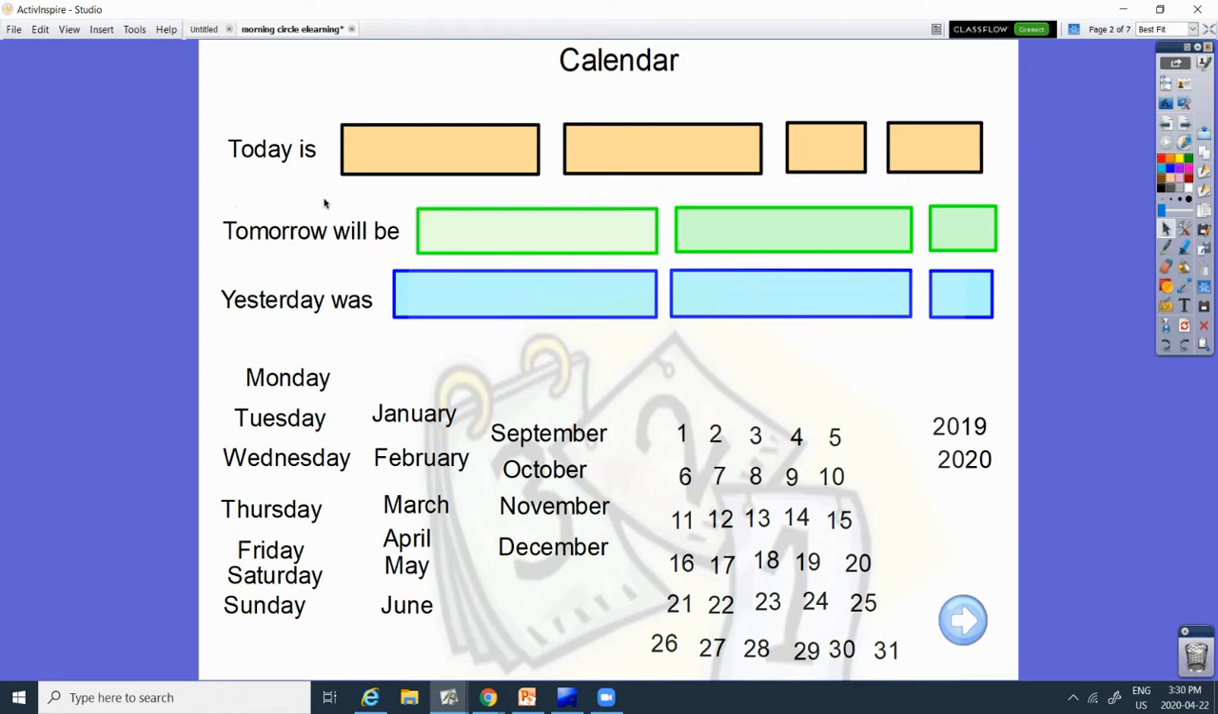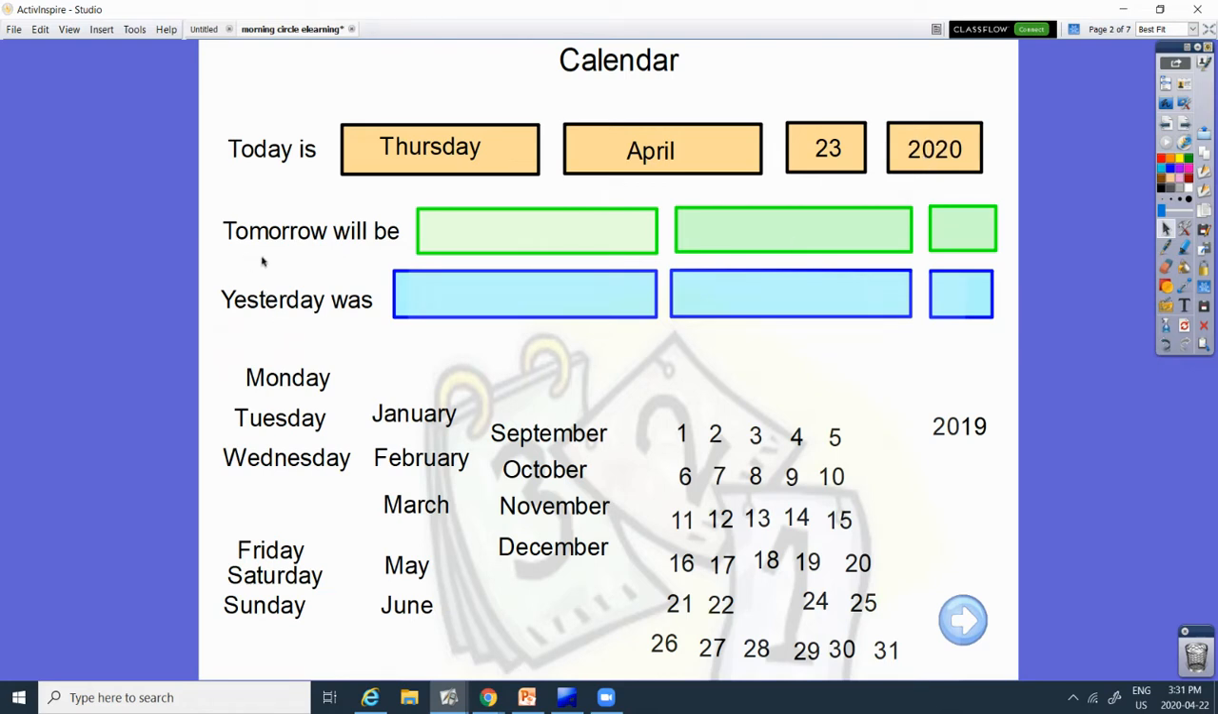Today is, what day is today? It is Thursday. There it is. And we are in April. And the number today is 23. So we're looking for a two and a three together. There it is. And do you remember what year we're in? 2019 or 2020? We are still in 2020.